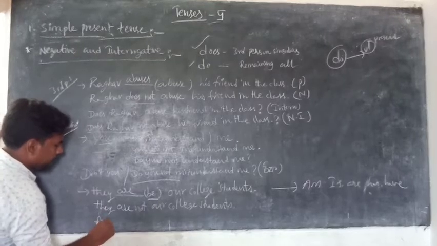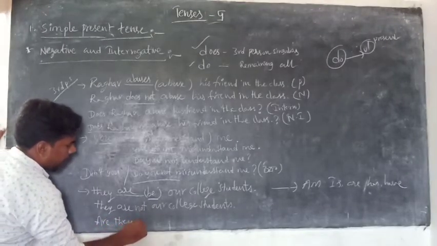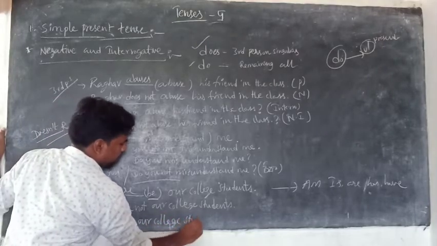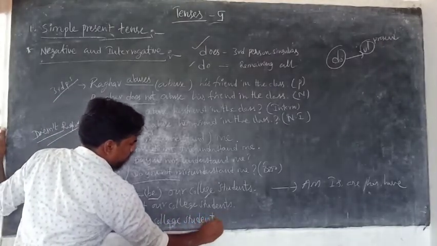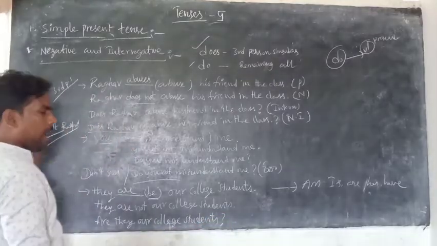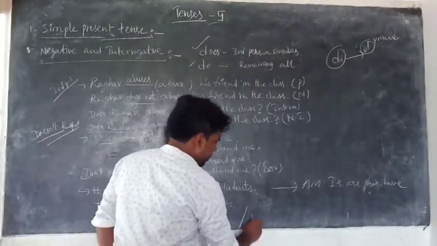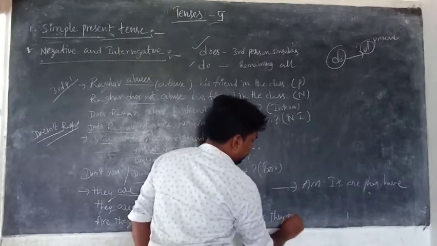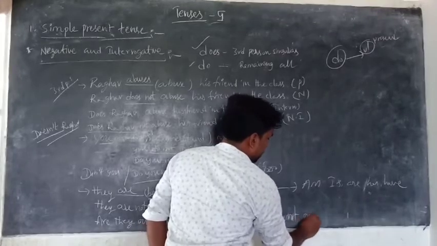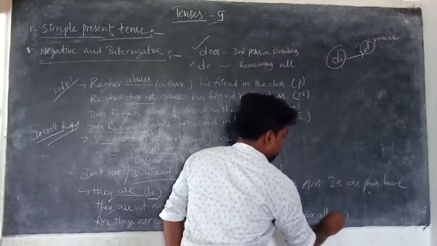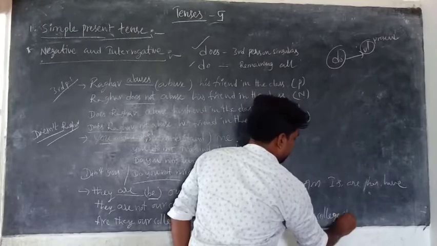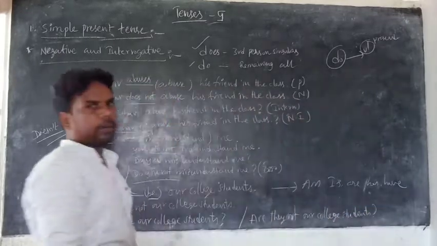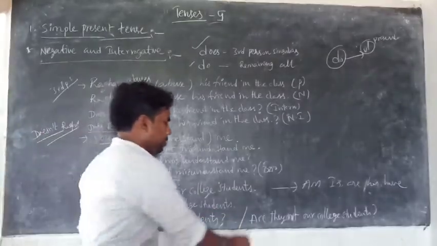Interrogative: Are they our college students? Question mark. Then negative interrogative: Are they not our college students? Aren't they our college students?